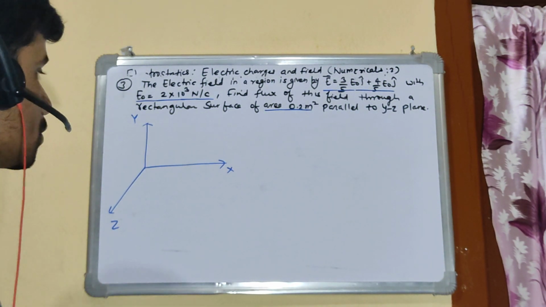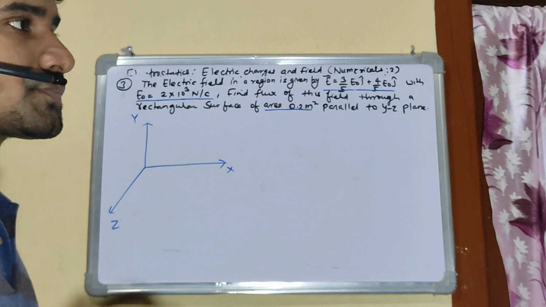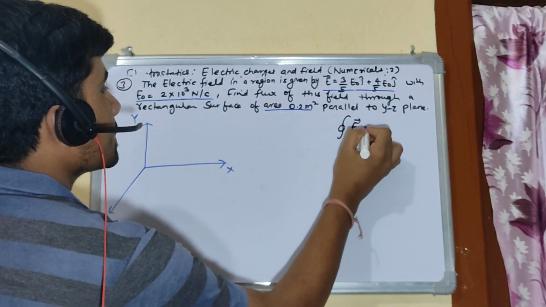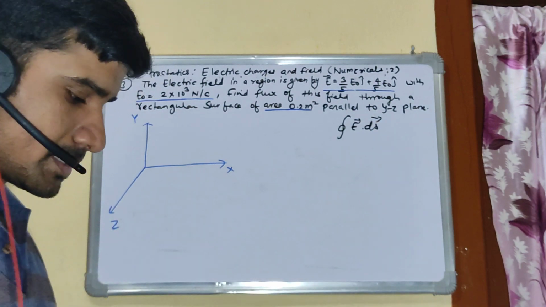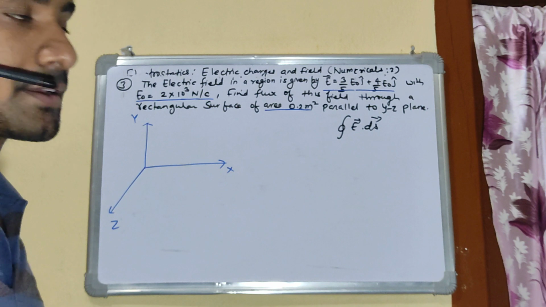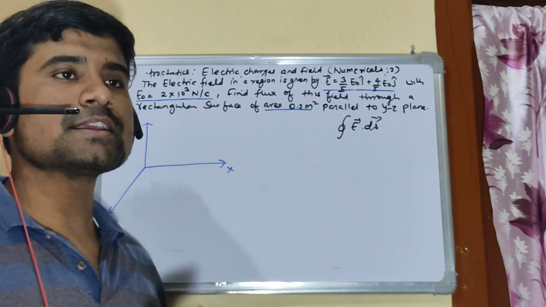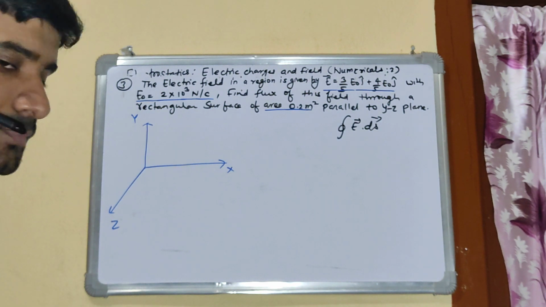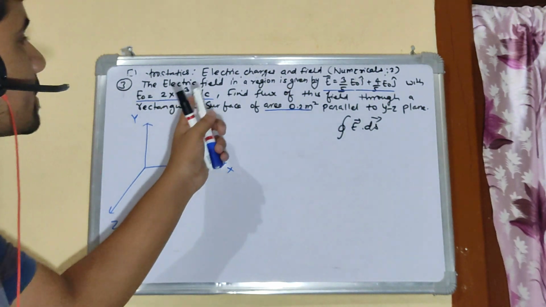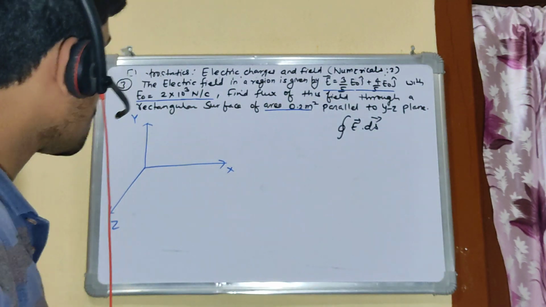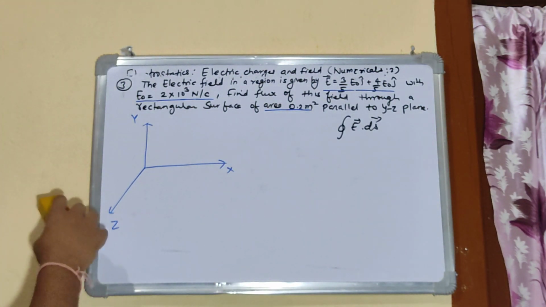right? Now imagine when we calculate flux, we say that flux is nothing but E dot ds, right? So this is the dot product of electric field intensity and the area vector, right? The direction of the area vector is outwards, perpendicular to any area we are considering, right? So here the concerned area is 0.2 meter square, which is parallel to the YZ plane, right?